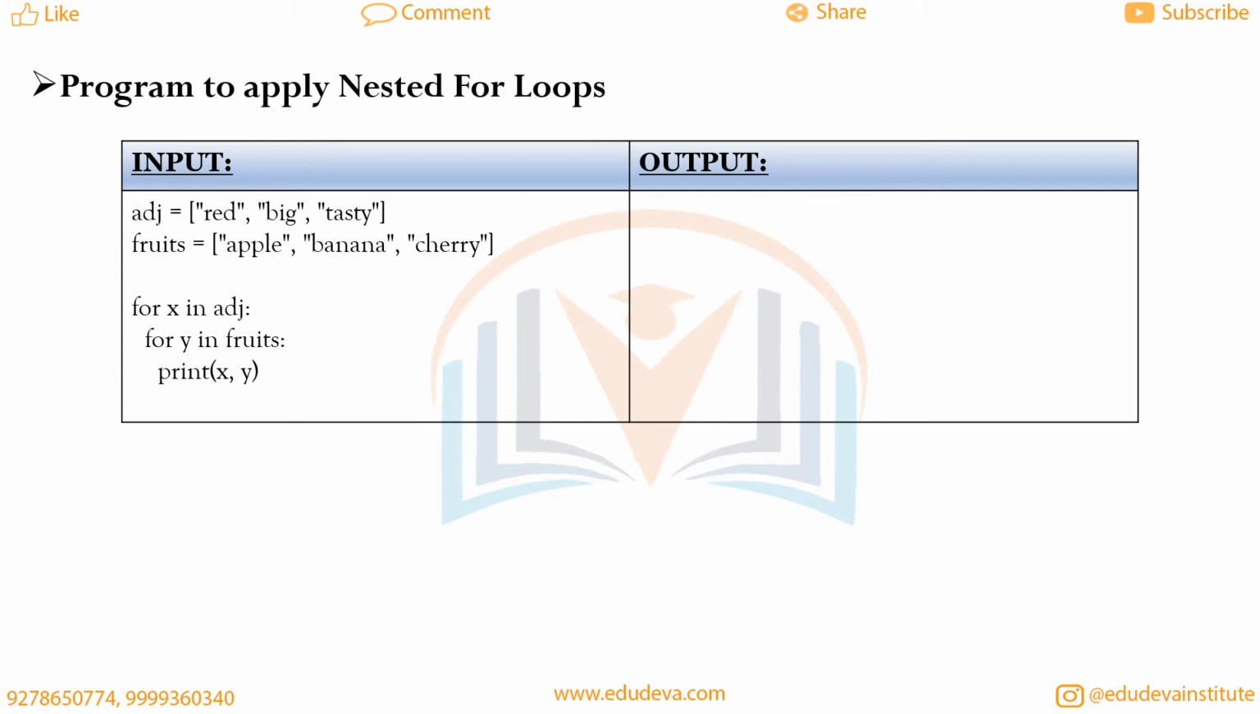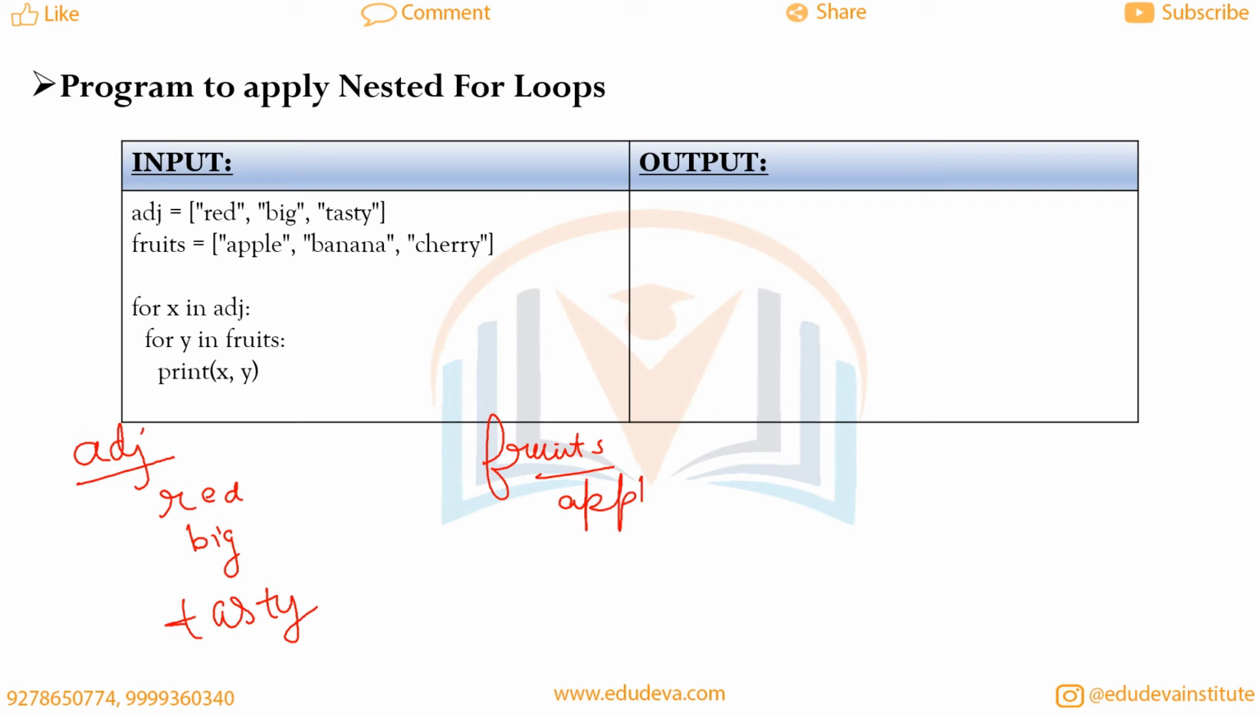Now we will apply nested for loop in some different way. Here given is the list ADJ and the values under ADJ are red, big and tasty. And in the second list, which is fruits, the values are apple, banana and cherry. So the first value is apple, the second value is banana and the third value is cherry.